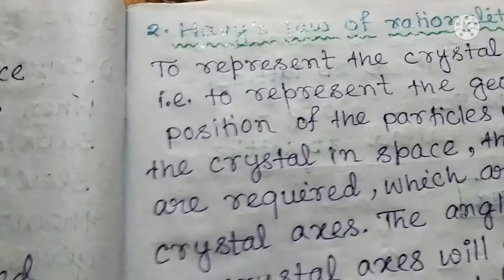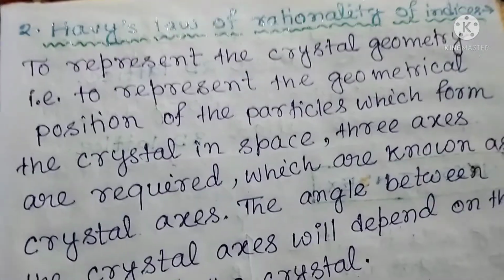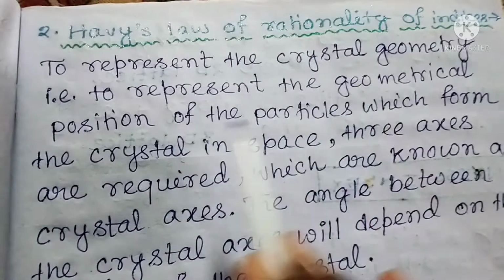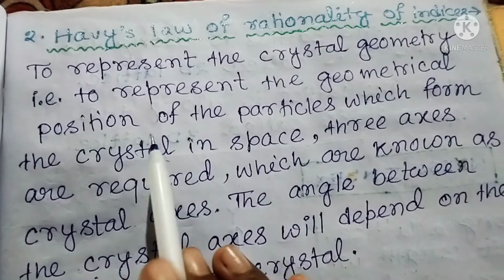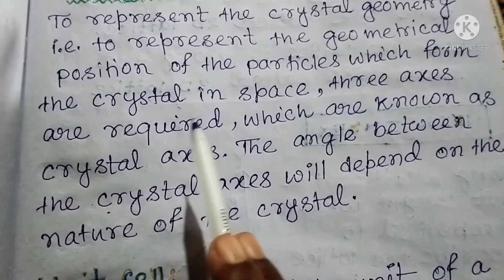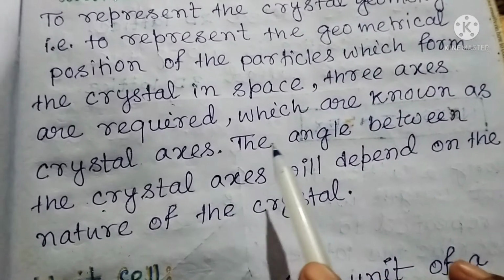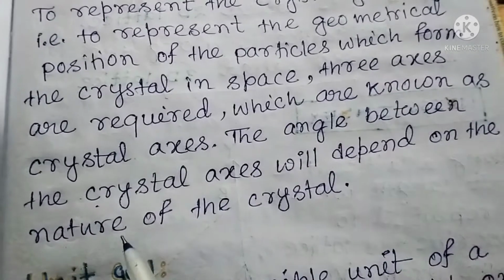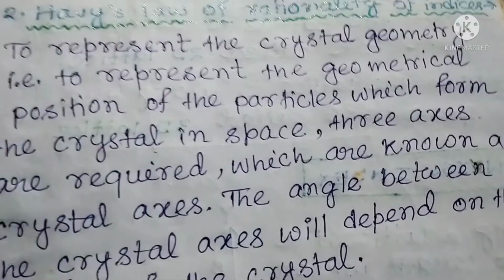The next law of crystallography is Haüy's law of rationality of indices. What is Haüy's law? To represent the crystal geometry, that is, the geometrical position of the particles which form the crystal in space, three axes are required, which are known as crystal axes. The angle between the crystal axes will depend on the nature of the crystal. This is Haüy's law of rationality of indices.